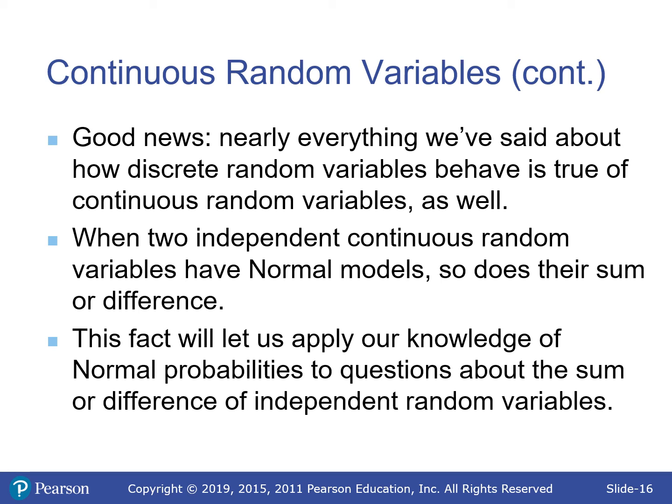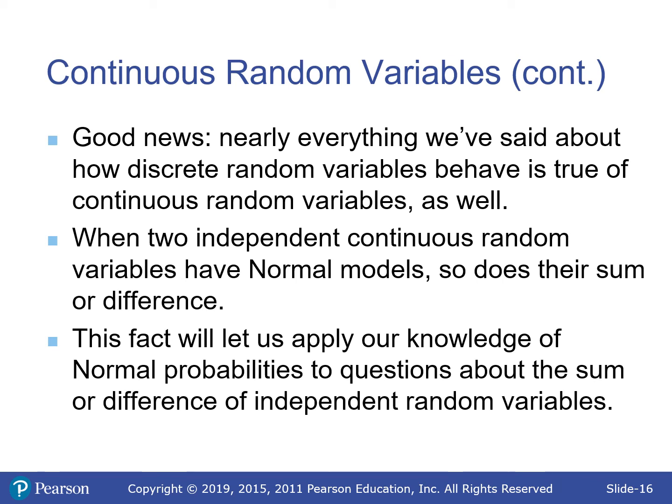But all of the formulas and everything that we've had for the discrete random variables work exactly the same for continuous random variables. That does not change. And when two independent continuous random variables have normal models, so does their sum or difference. So if we add two normal things together that are independent, which is generally going to be one of our assumptions so that we can do this stuff, the sum or difference is also going to be normal. So we'll still be able to use table A because that requires the normal curve.